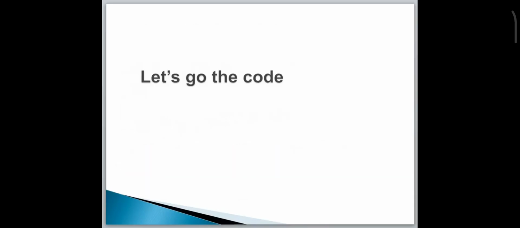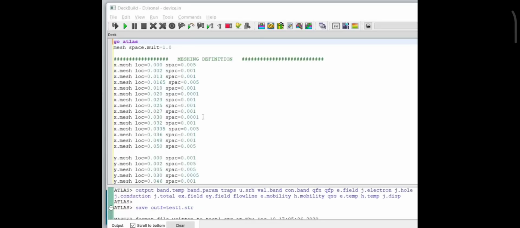My dear friends, let's go to the code. Every code starts with the go atlas command. Mesh multipoint is a multiplying factor of the meshing. The device length starts from 0. X meshing starts from 0 up to 50 nanometer with different spacing. At 0 the spacing is 0.005, then it moves to 0.001, 0.001. You can note down every quantity very carefully to run this code on your computer.